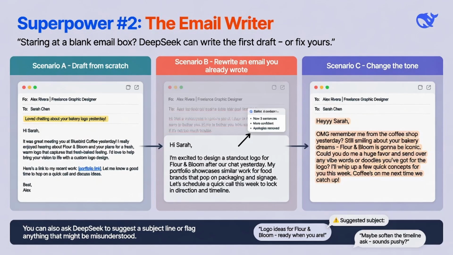Scenario C. Change the tone. Take the email above and rewrite it as if I'm asking a favor from a close colleague. Casual, warm. You can also ask DeepSeek to suggest a subject line or flag anything that might be misunderstood.